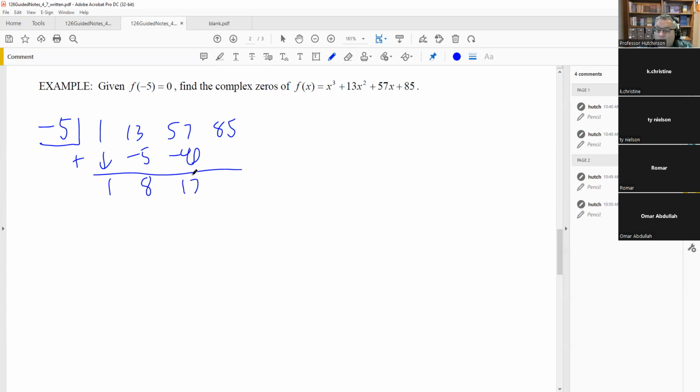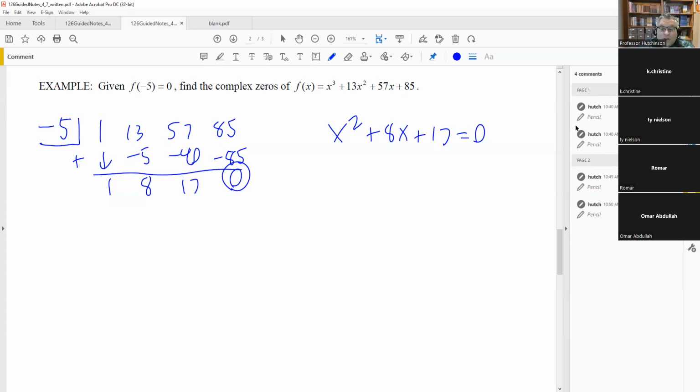57 plus -40 is 17. 17 times -5 is -85. And we get a remainder of 0 as expected. What the remaining one is I have x squared plus 8x plus 17 equals 0.